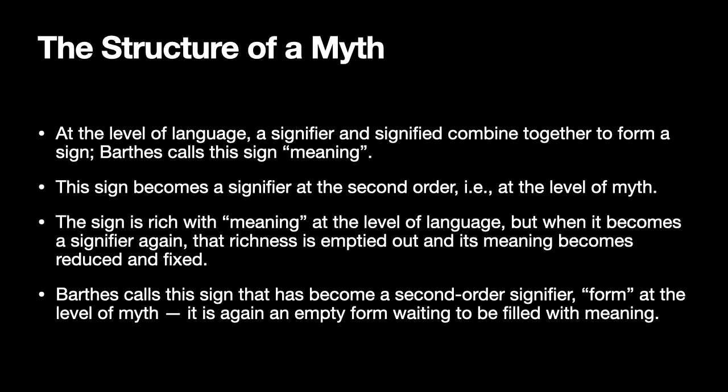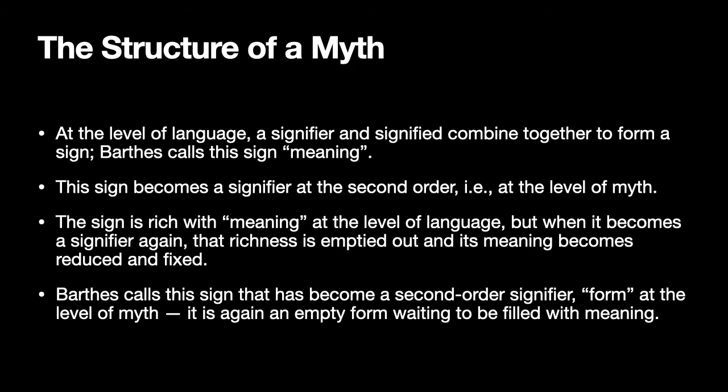All sorts of things. So that particular image of the black man saluting the flag, if you take it as a sign in the first order of signification, it is rich with meaning. But when it becomes a signifier for the second order of signification, when it becomes part of the myth making process, then that sign is emptied out of its richness. Its meaning becomes reduced and fixed. It's just black man. He just stands for black man, and all the complexities and richness of experience that have made that black man whoever he is, that have given him meaning at the first level, are all swept aside, and the black man is fixed as an image, as a signifier again.